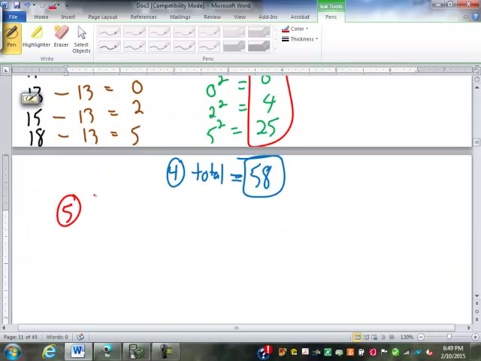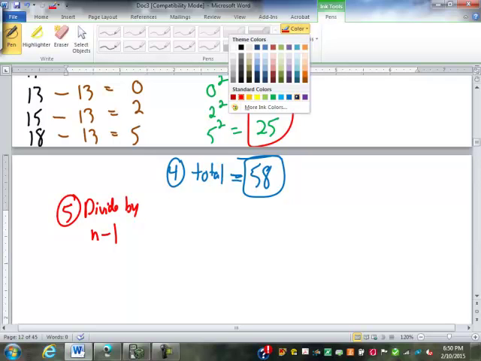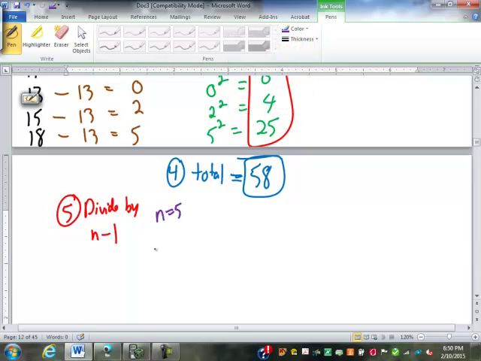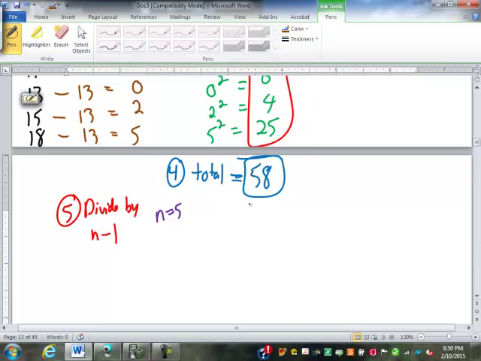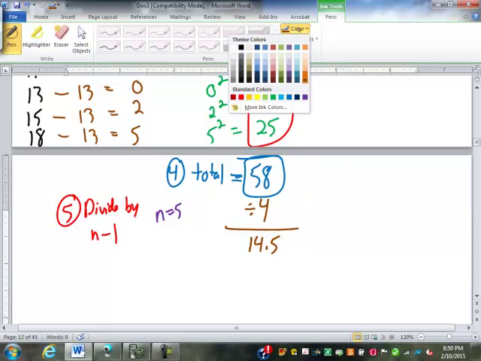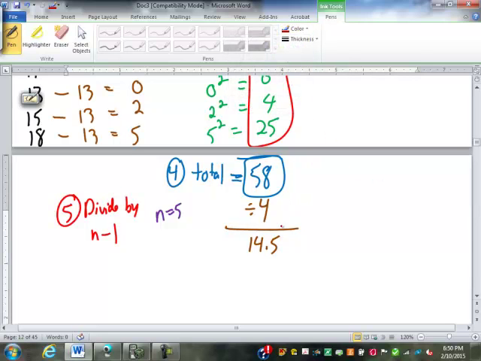Step 5, I'm going to give myself some room. We're going to divide by n minus 1. So for these numbers, n equaled 5, because there's 5 numbers in the list. So that means we're going to divide by 4. 5 minus 1 is 4. Which means we're going to get 14.5. That number right there would be the variance. If we were asked to find the variance, we would stop right there, and that would be it.